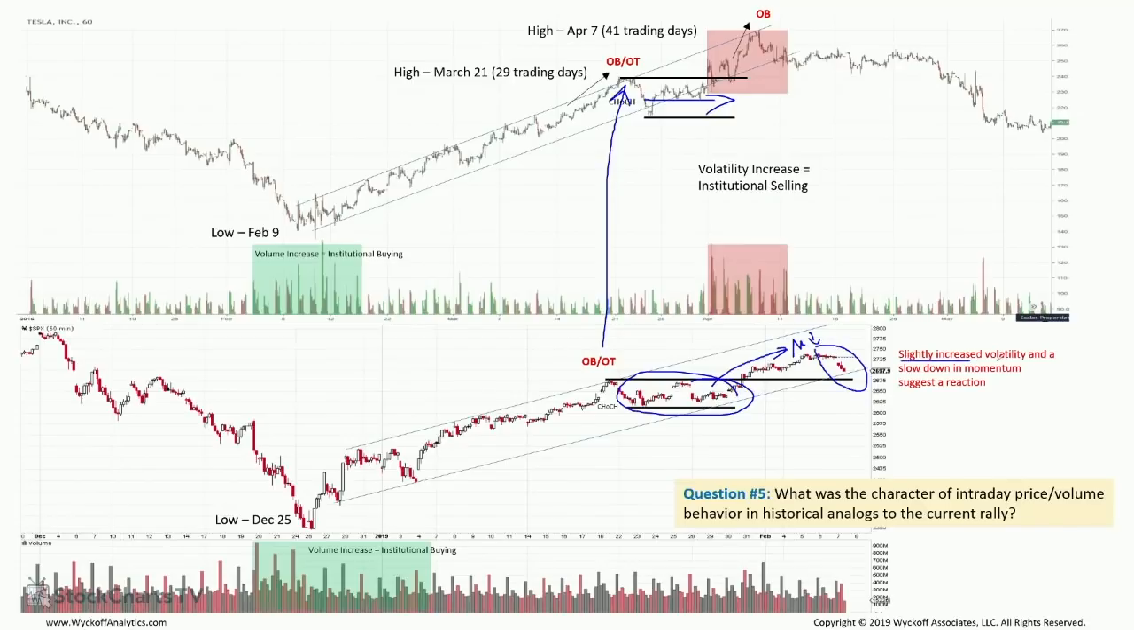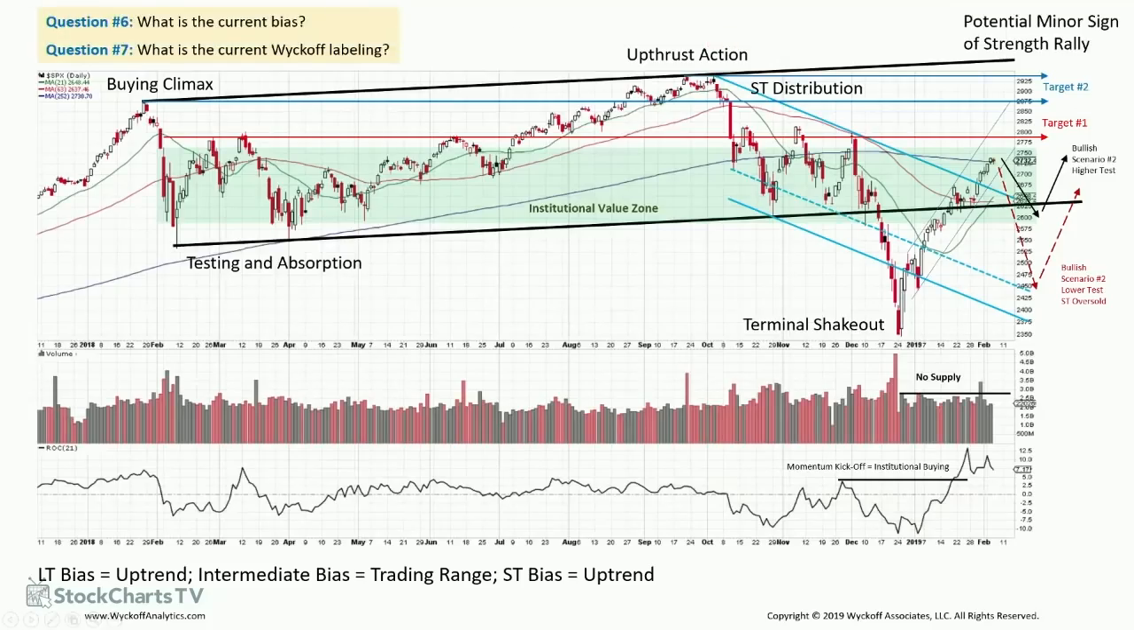So we have today a slightly increased volatility. I like how the supply is coming in. So this means that there is some more institutional selling that we see in this. And obviously that comes after the slowdown in the momentum. So that suggests the reaction. That suggests kind of the timing also for the reaction. All right, let's look at the next chart.